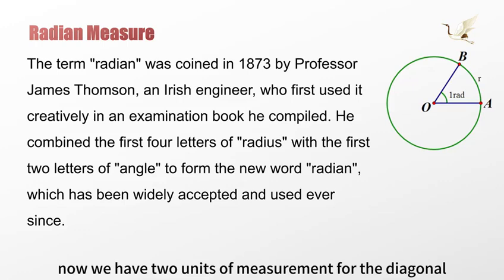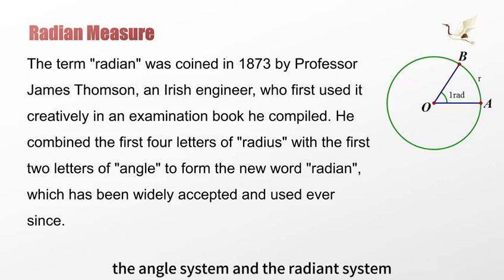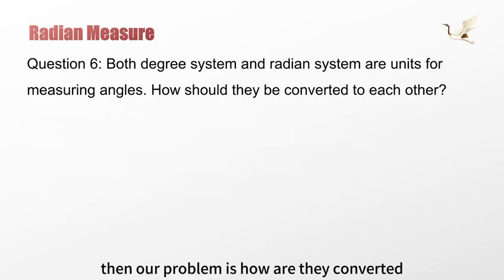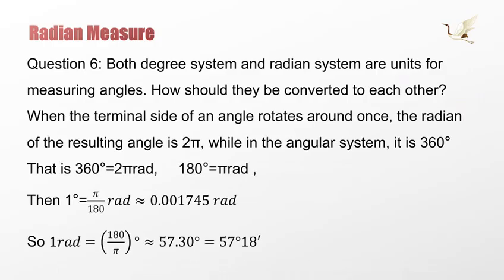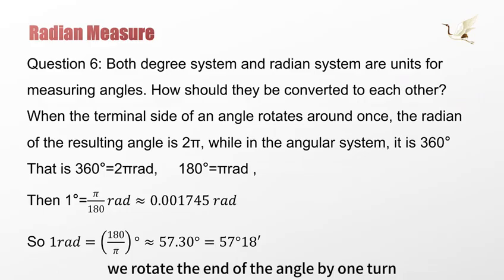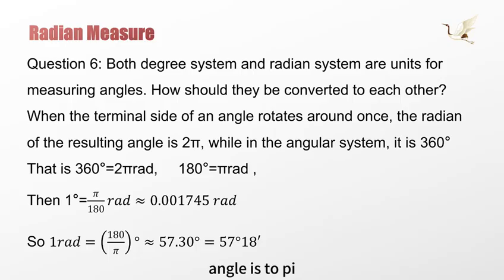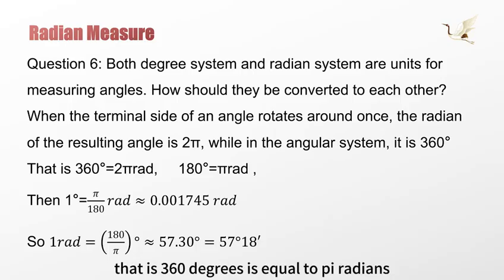So now we have 2 units of measurement for angles, the degree system and the radian system. Then our problem is, how are they converted? We rotate the terminal side of the angle by 1 turn. The radian number of the obtained perigon is 2 pi, and the angle is 360 degrees. That is, 360 degrees is equal to 2 pi radians. After simplification, we get that 180 degrees is equal to pi radians.